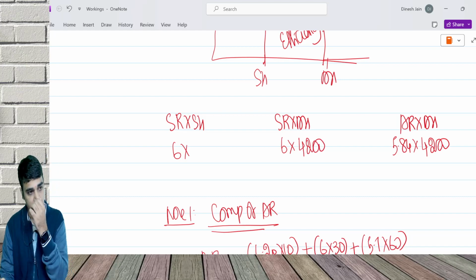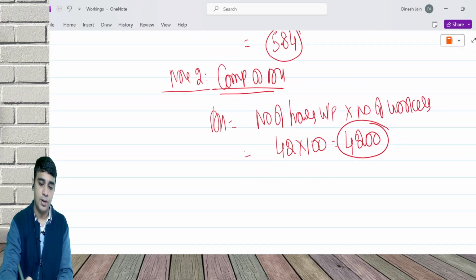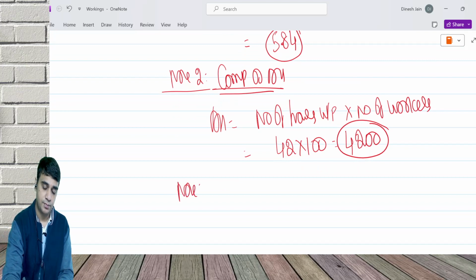Two places, 4200. Objective is always to get the table correctly. Once that is done, the problem is almost over. Note 3, most important calculation, computation of SH.